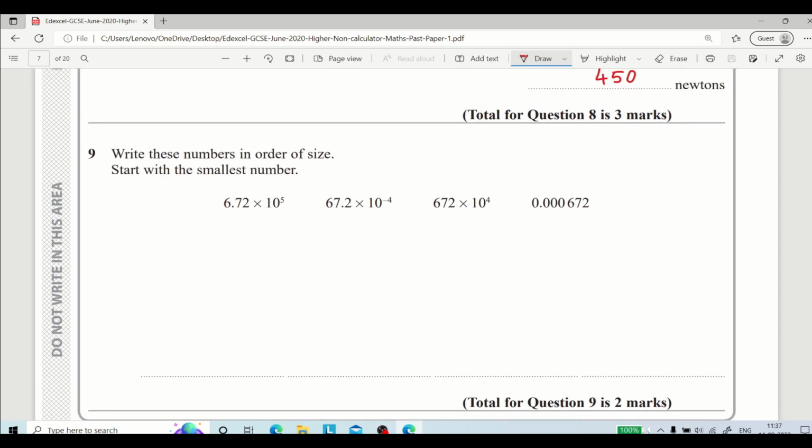Okay. Write down these numbers in order of size. Okay. Starting with the smallest number. Amazing. So yes, this is going to be basically, it is 10 raised 5, which means your value here is going to be 672 and then again 3 zeros.